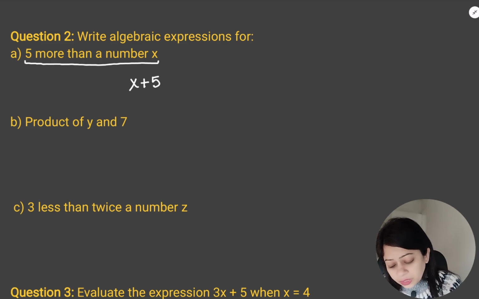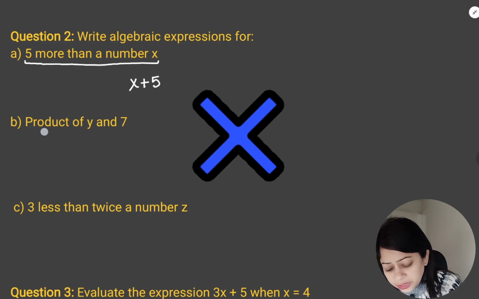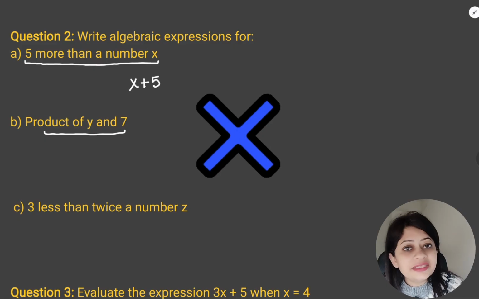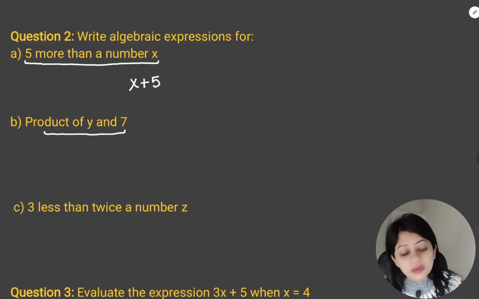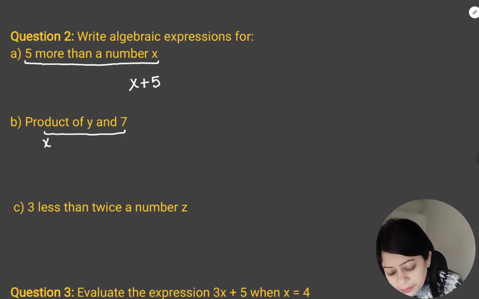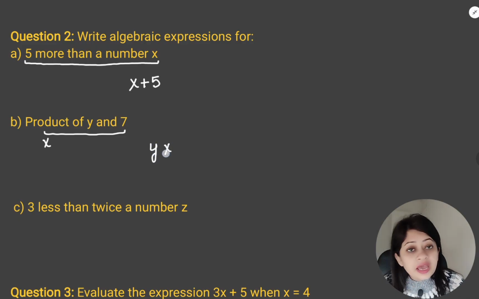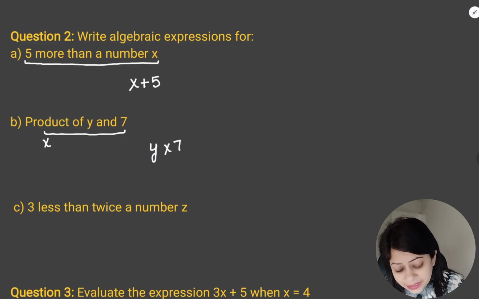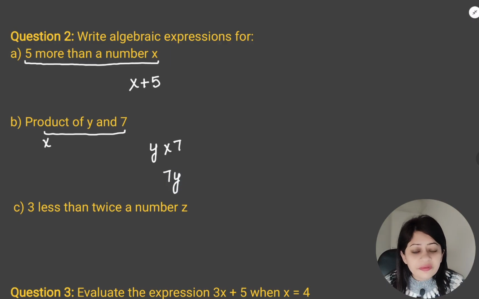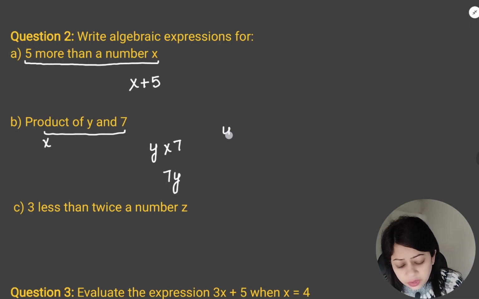Okay. Here it is. Question B is product of y and 7. What is the meaning of product? Product means when we multiply. Okay. y multiplied by 7, and you generally write it as 7y. Okay, y times 7 you can write.